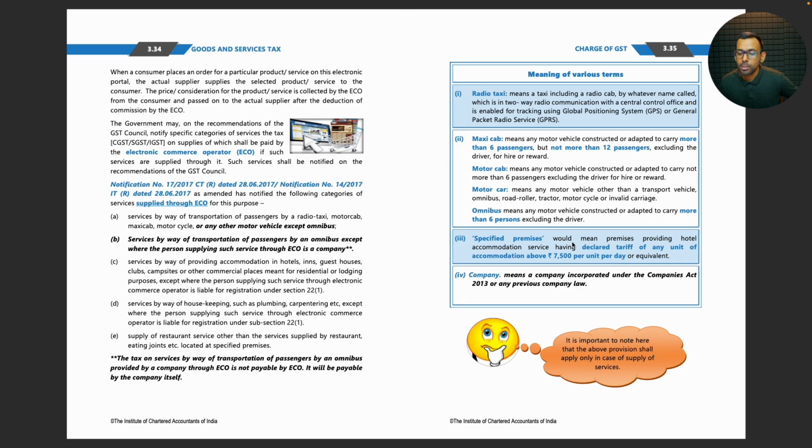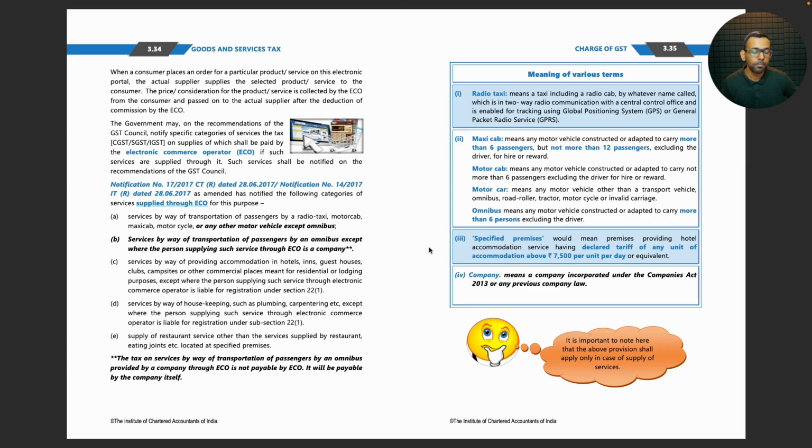Specified premises would mean premises providing hotel accommodation service having a declared tariff of any unit of accommodation above 7,500 rupees per unit per day or equivalent. Company means a company incorporated under the Companies Act, 2013 or any other previous company law. It is important to note here that the above provision shall apply only in case of supply of services.